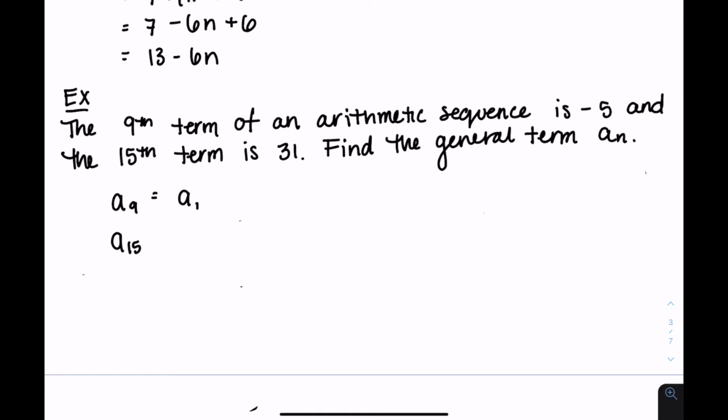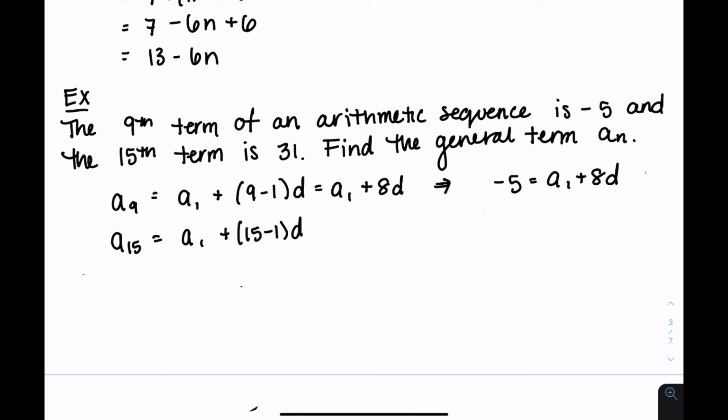So my 9th term is the first one plus 9 minus 1 times the common difference. So my 9th term has to equal A1 plus 8D. Well, I know that my output is negative 5. So I get the equation A1 plus 8D is equal to negative 5. So I've still got 2 unknowns, but that's okay, because I can do the same thing with my 15th term.